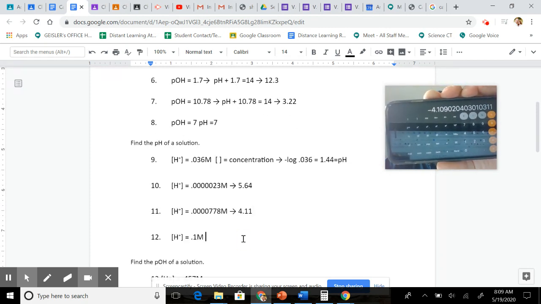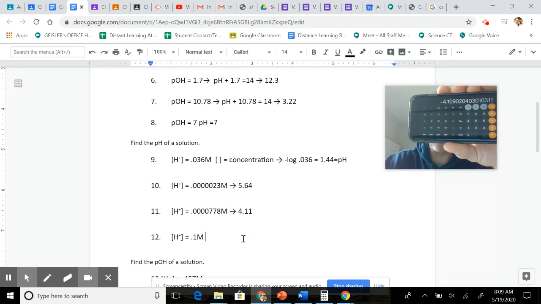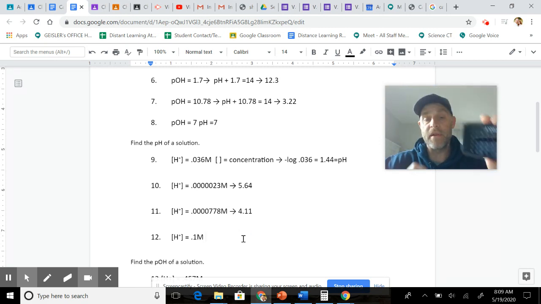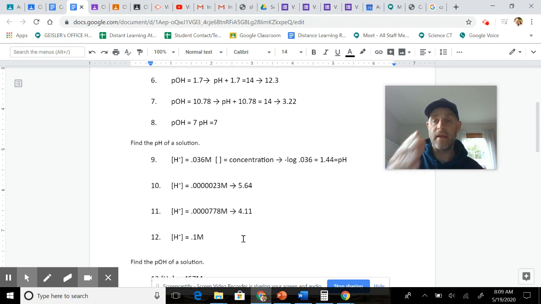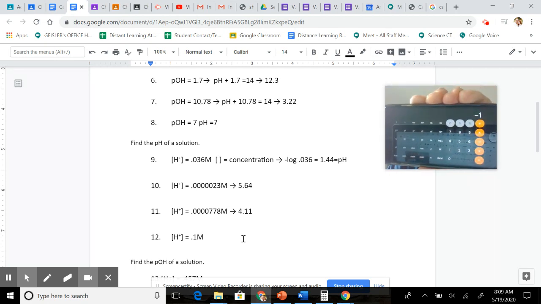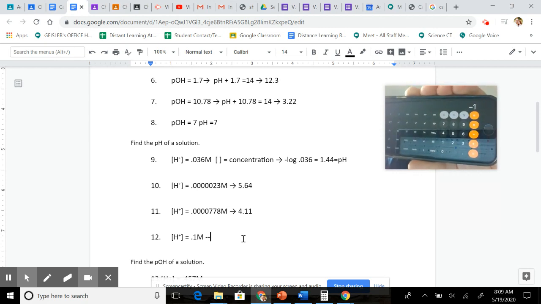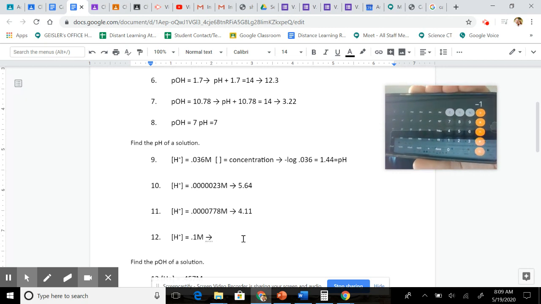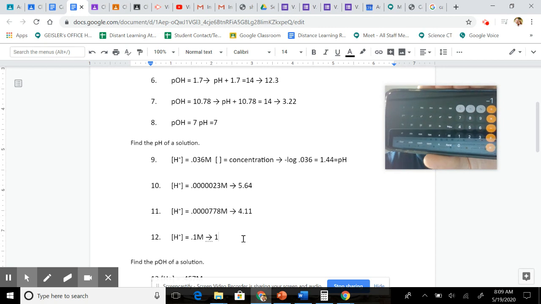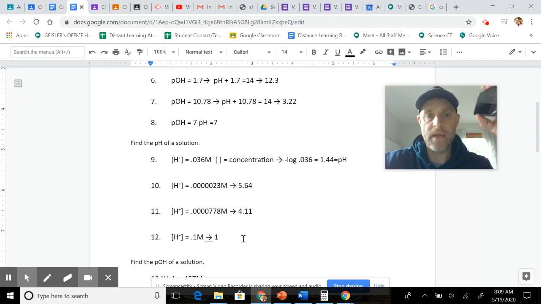Let's do one more. Yesterday we showed you how to do this one in your head, right? If it's a 0.1, I can just slide the decimal point, but let's make sure it works here. So 0.1, negative log. I have to remember to turn that negative into a positive. That's a pH of exactly 1. Okay, so I just found the pH of a solution.